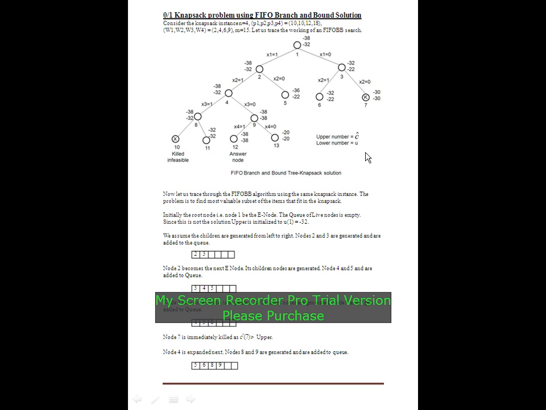Now let us trace through the algorithm. Here we are using a queue instead of a stack. Initially the root node 1 is the E-node. So here u of 1 equal to minus 32. We assume that the children of 1 are 2 and 3, so insert them in the queue. Next, children of 2 are 4 and 5, so insert 4 and 5 and remove 2. And next, children of 3, that is 6. This is not killed, this is killed. So that is 6.